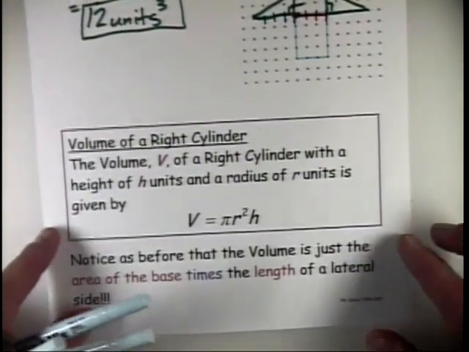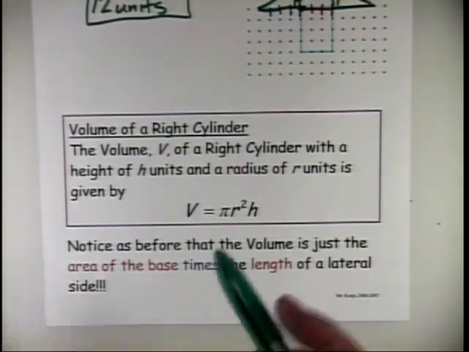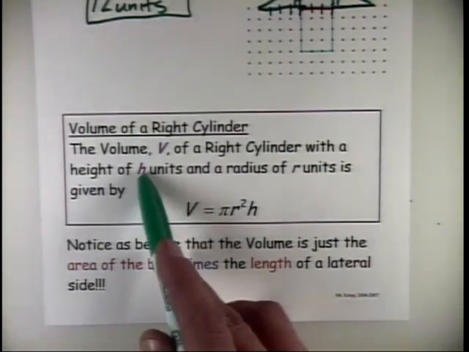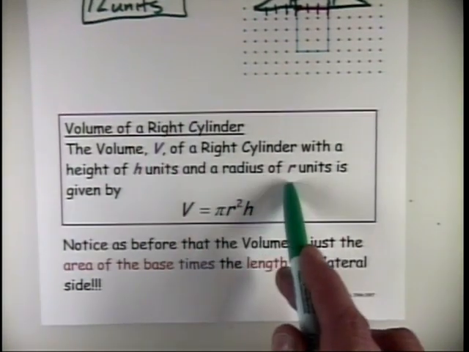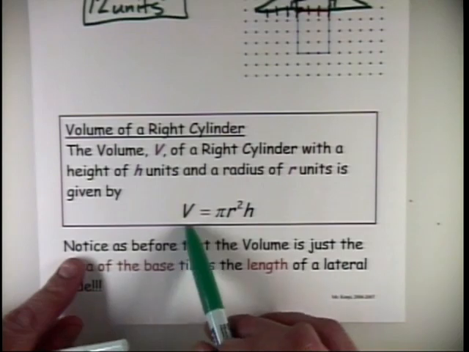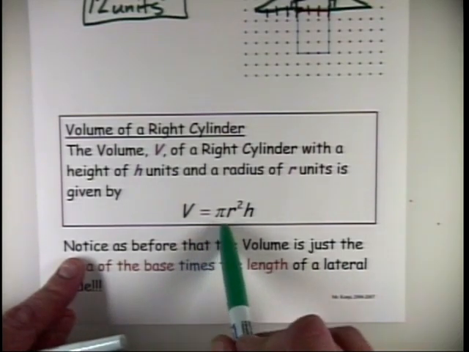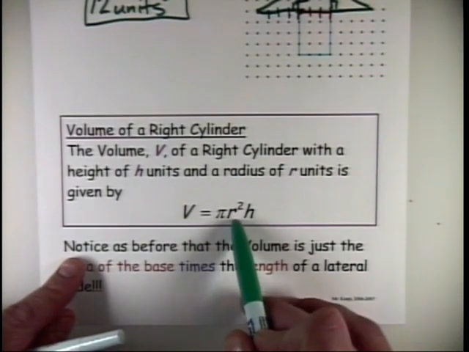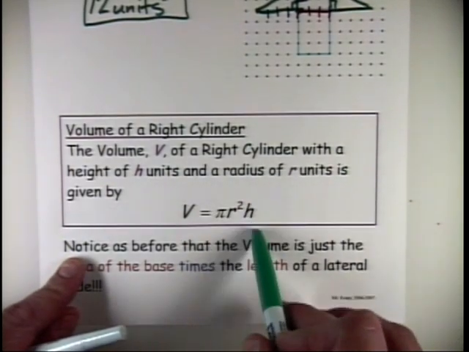All right, let's look at the volume of a right cylinder now. The volume of a cylinder with a height of h and a radius of r is given by this formula. Volume V equals pi, which remember is about 3.14, times the radius of the base squared times the height.